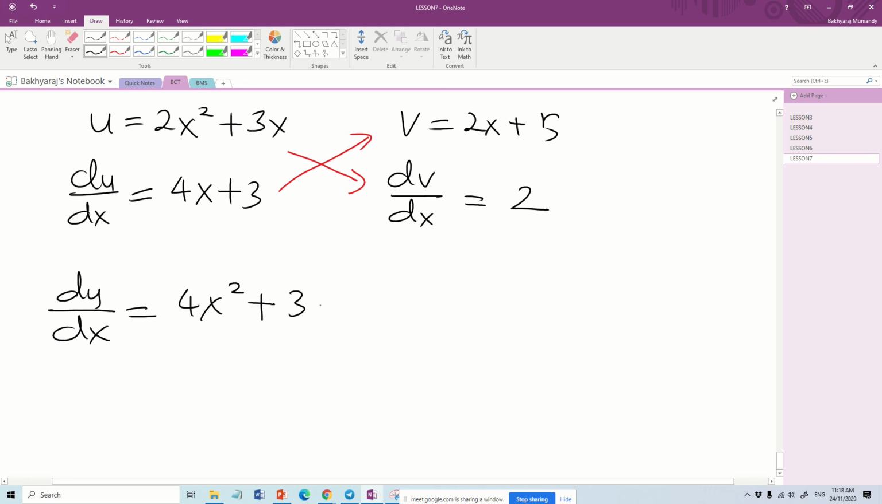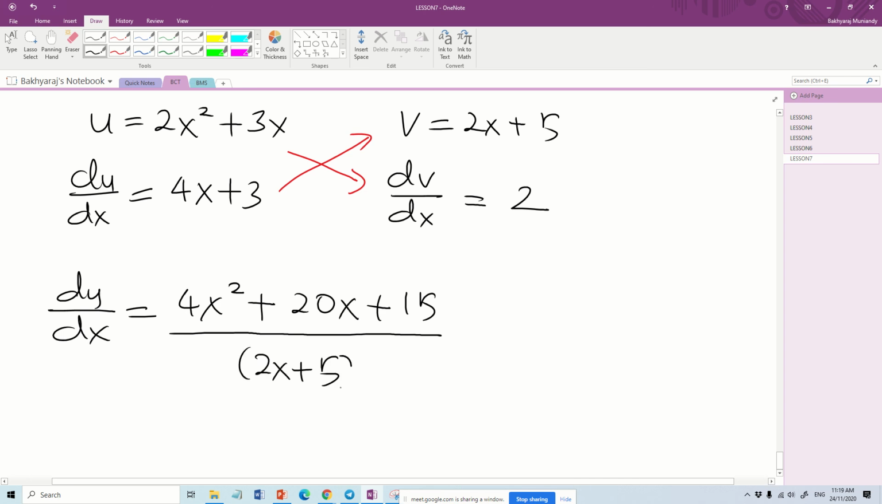Plus 20x, plus 15 over 2x plus 5, 2x power of 2, correct. Okay, kita tengok jawapan. Okay, ni Hafiz dah bagi jawapan dia.